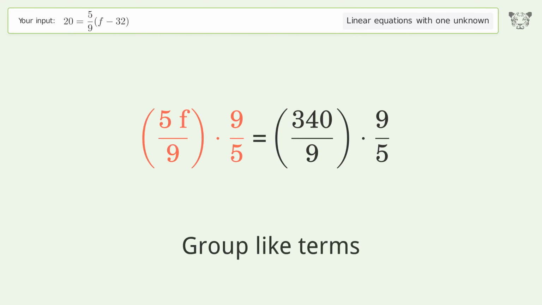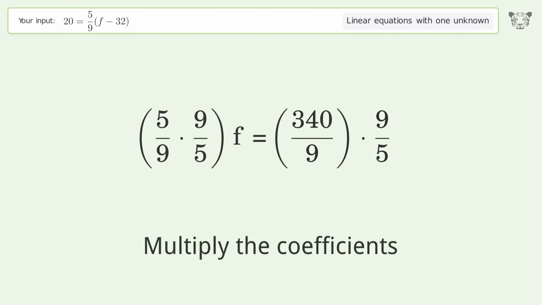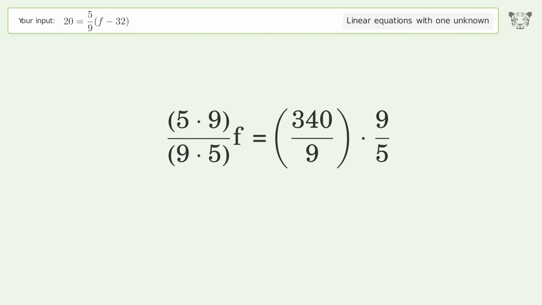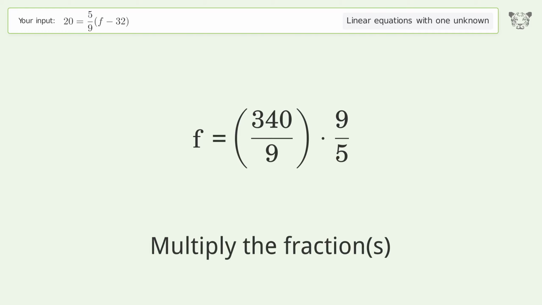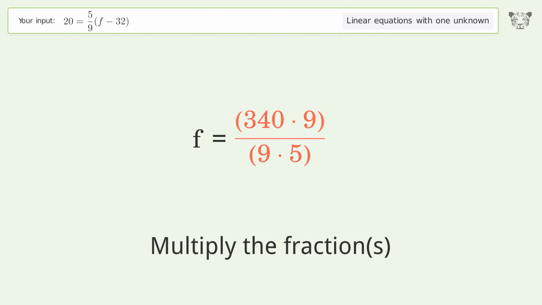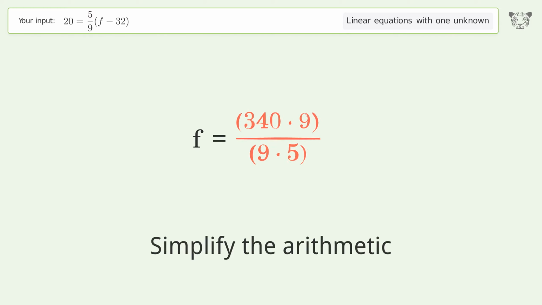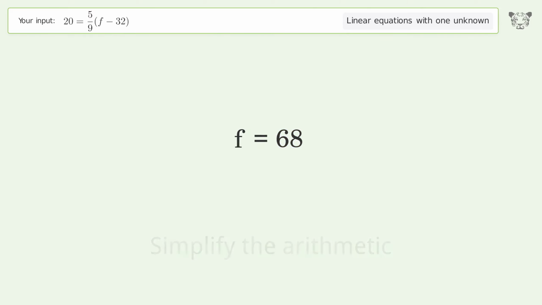Group like terms. Multiply the coefficients. Simplify the fraction. Multiply the fractions. Simplify the arithmetic. And so the final result is f equals 68.